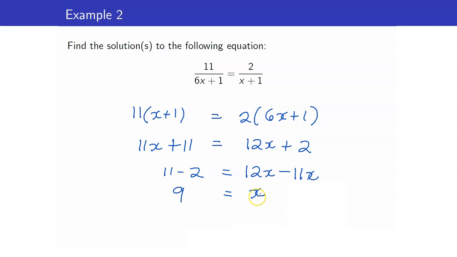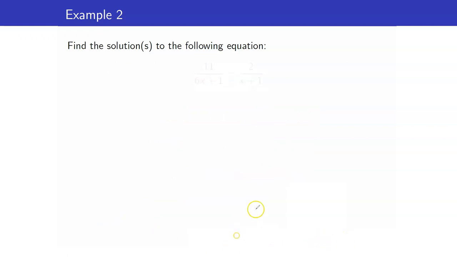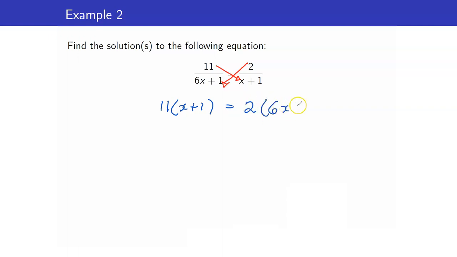So therefore, this is really your solution set, the set containing 9. If you have something of this form, it's just one fraction equals one fraction, you can do your cross multiplication. This times this is equal to this times this. You will end up with 11 times x plus 1 is equal to 2 times 6x plus 1. This is the equation that we obtained earlier. But remember, this cross multiplication only works if you have one fraction equals another fraction. One fraction equals one fraction only.